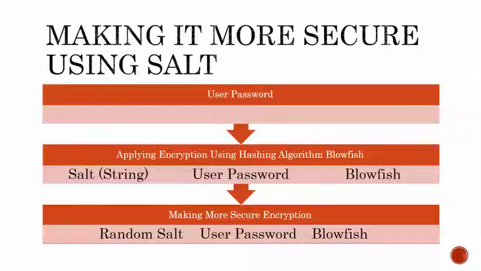So as I told you earlier, we add salt to secure our password more. So we take the user password, we use the Blowfish hashing algorithm and a salt string and make a password. But if you want to make it more secure, instead of adding one simple string every time, you choose a random string every single time for every single password. That is going to make your password more secure on earth.